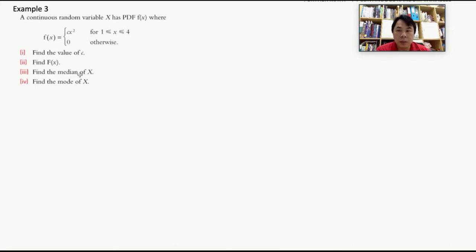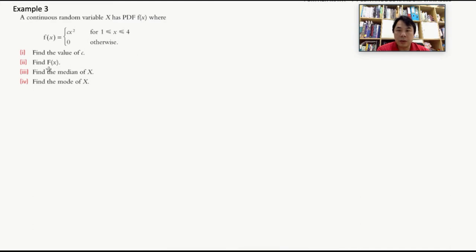Right, now let's look at this example here. We have discussed a few examples before, so these are just extra examples that we're going to go through. Okay, example 3 here. We have a continuous random variable x that has a probability density function given as f(x), where it satisfies this piecewise function here. Now our first question is to find the value for c.